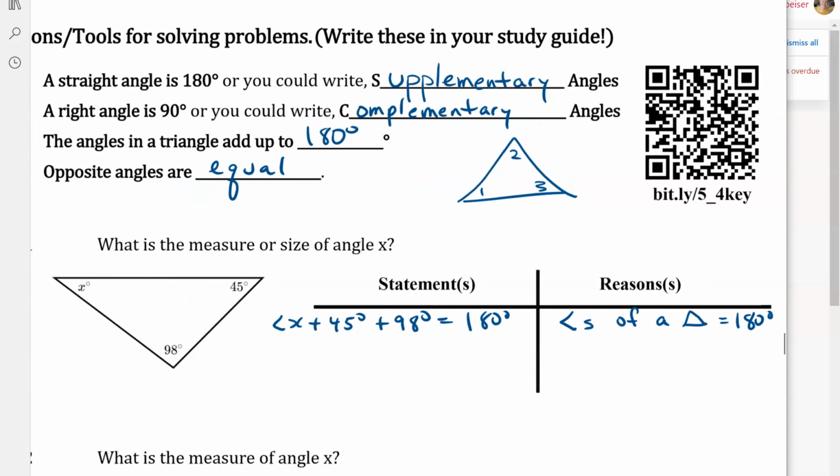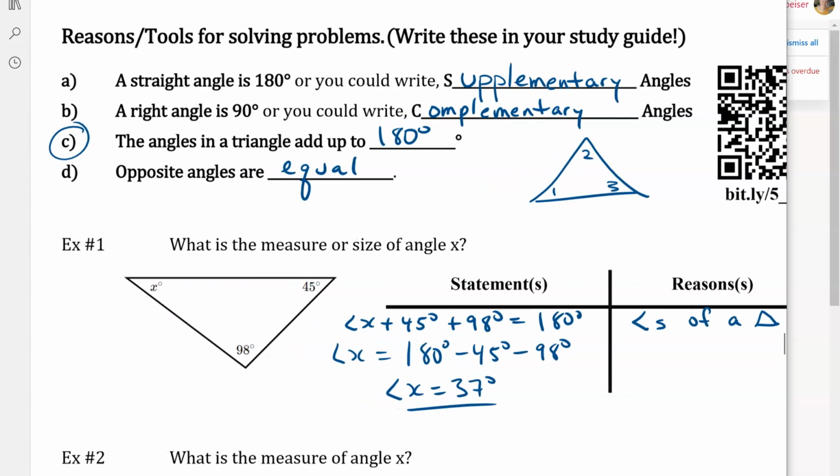Now we have to do a little bit of work. Well, if they all add up to 180 degrees, what I can do is I can say that angle x is going to be equal to, I'm going to take away the 45 and take away the 98 from both sides. So if I subtract them, it's 180 degrees minus 45 degrees minus 98 degrees. And then that would give you your answer. I don't think I can do that one in my head, so if I do this with my calculator, I would get 37 degrees for that one. Okay, so there's an example of showing the statements and the reason to get that answer.